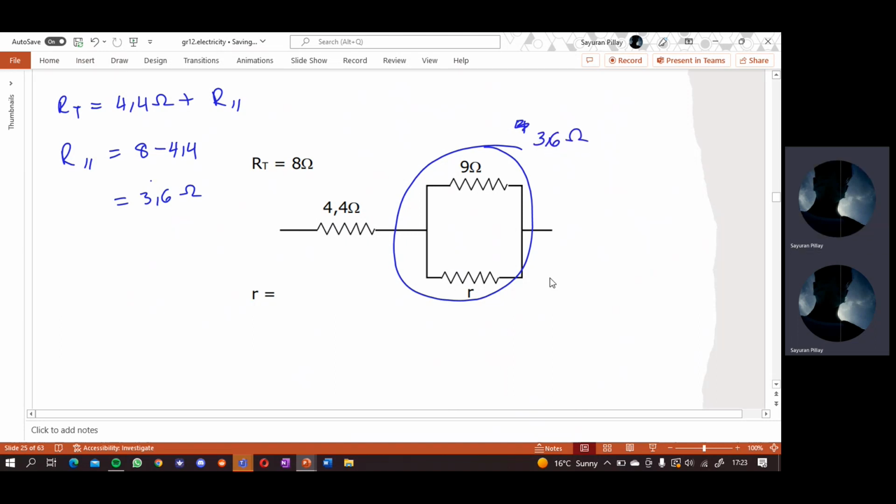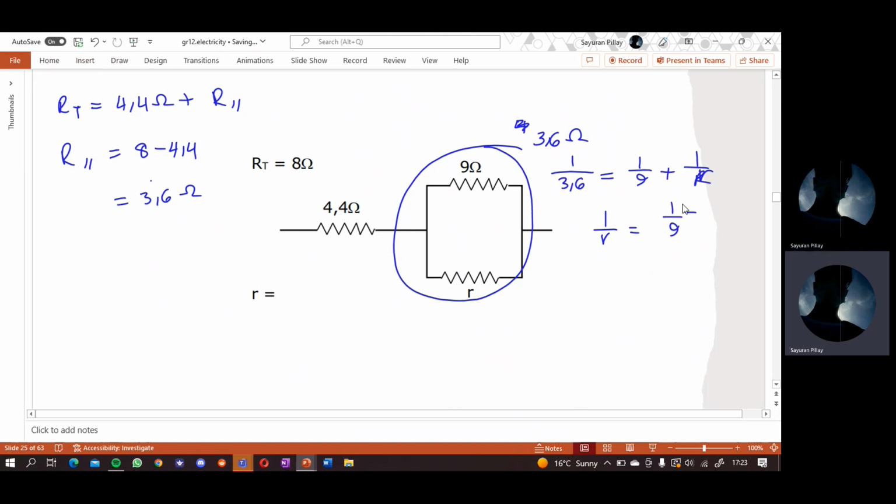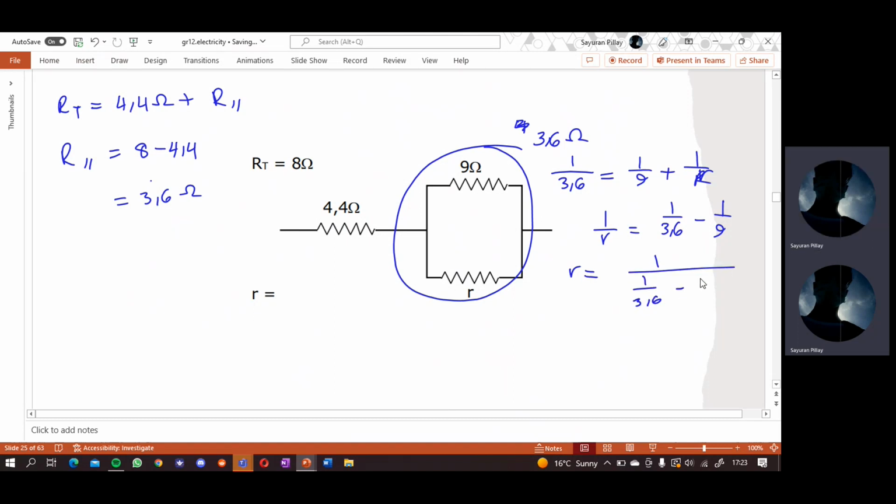So we just do what we did earlier. So we say 1 over 3.6 equals 1 over 9 plus 1 over R, or rather small r. So 1 over r has to equal 1 over 3.6 minus 1 over 9. So r is going to equal 1 over that whole thing, 1 over 3.6 minus 1 over 9. And you do that on the calculator. Your calculator can do a lot of things. Okay, trust it. You'll be fine.